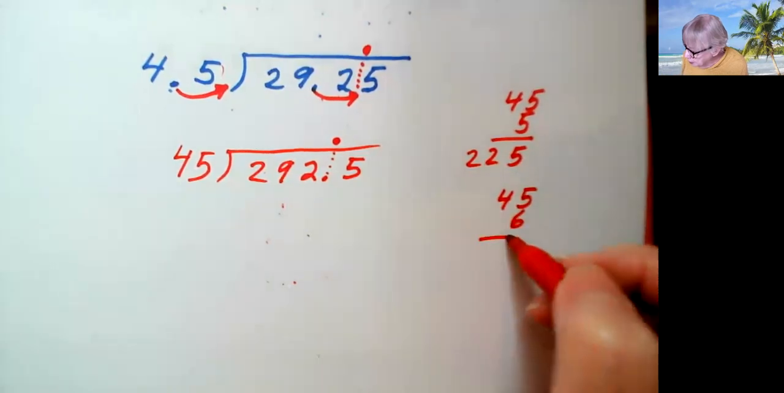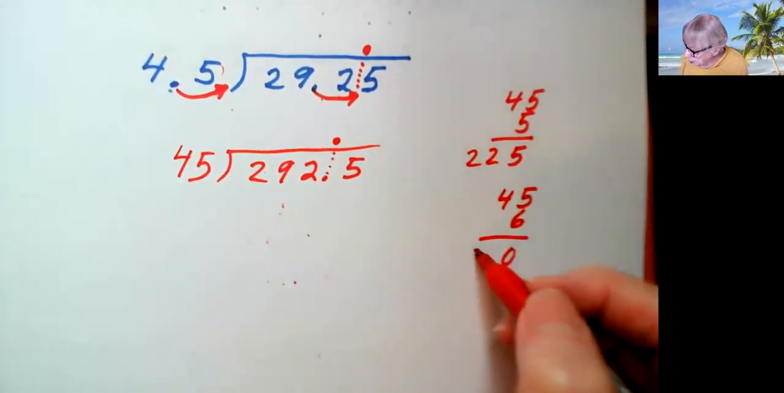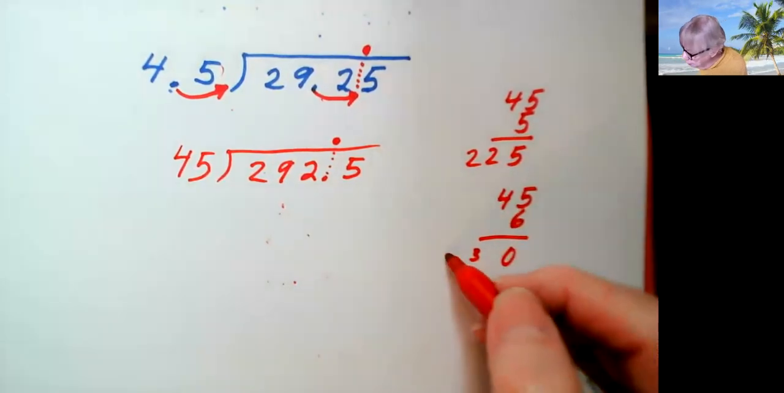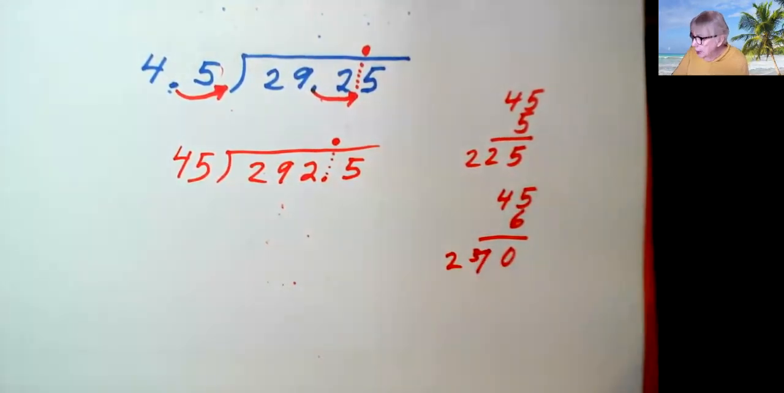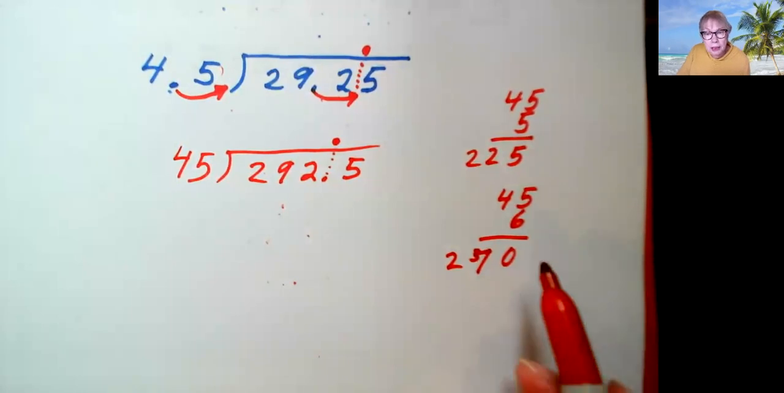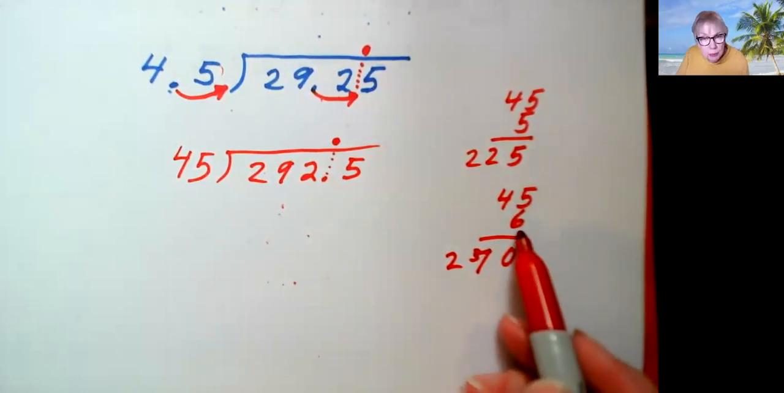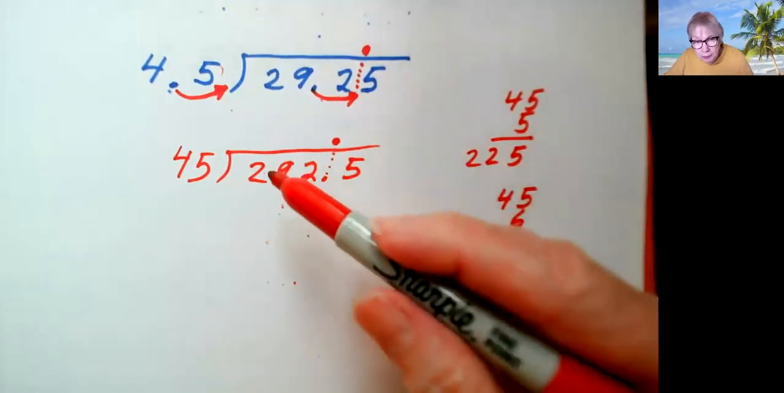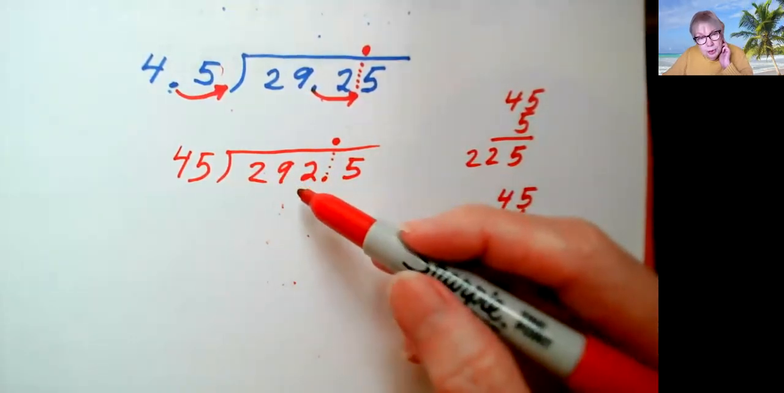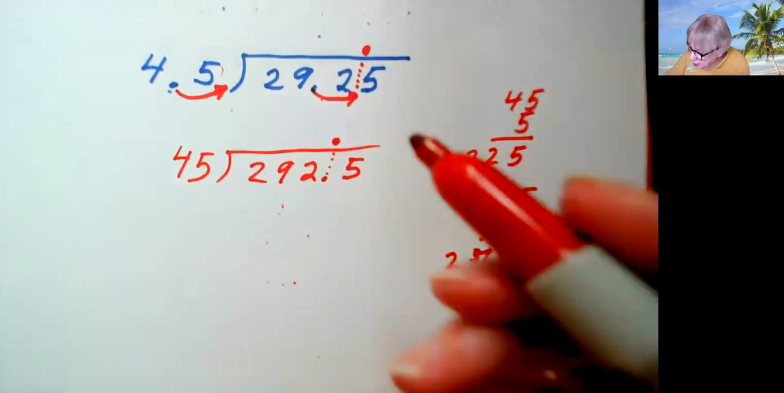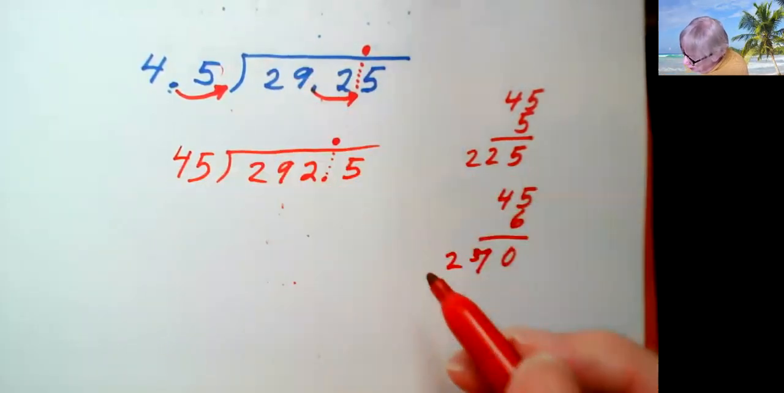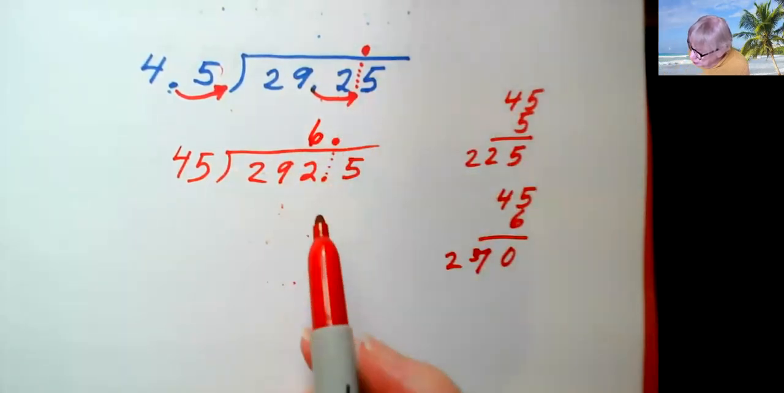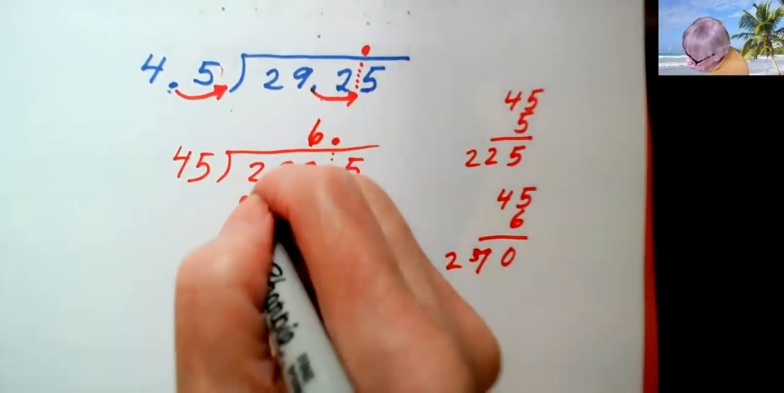45 times 6. This is 30, carry a 3. 6 times 4 is 24, and 3 is 27. I think that's the one we need to do, is use 6. So when I tried 5, it was too small. And so I decided to try the next one. And so 45 into 292 goes 6 times. It goes there. 6 times 45 is 270.